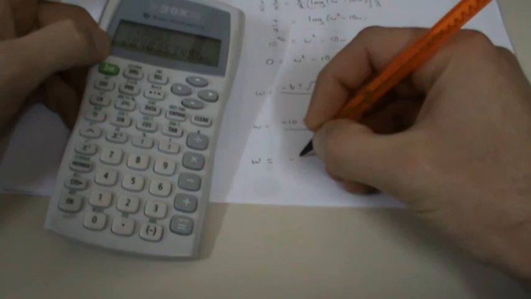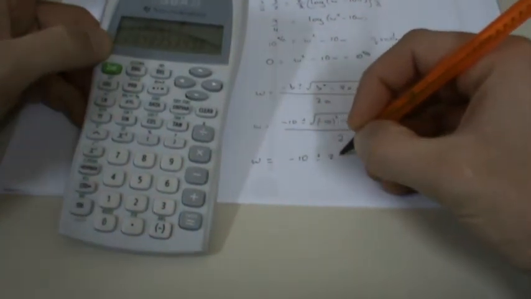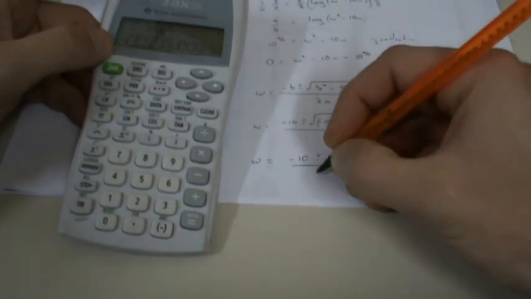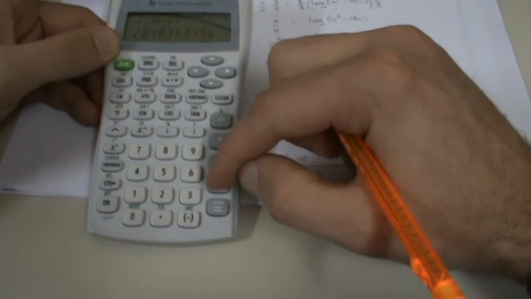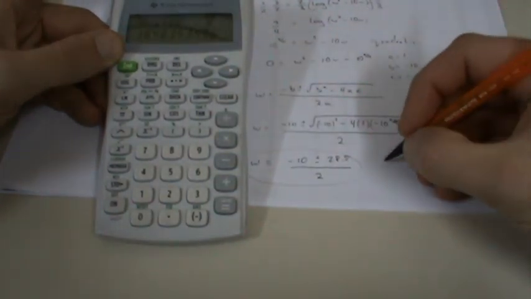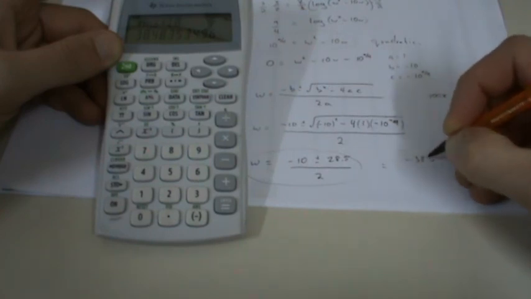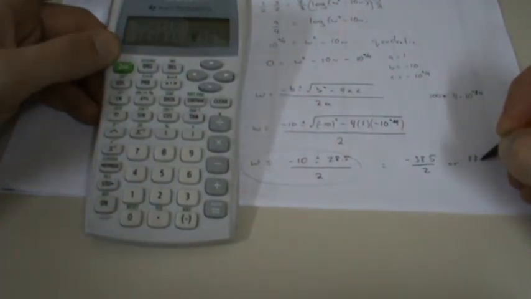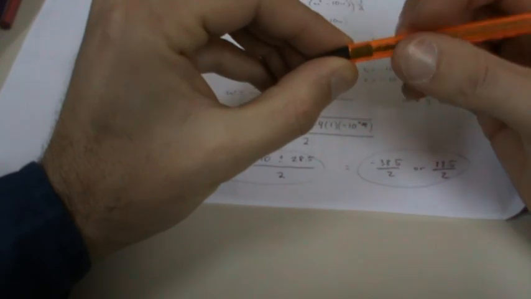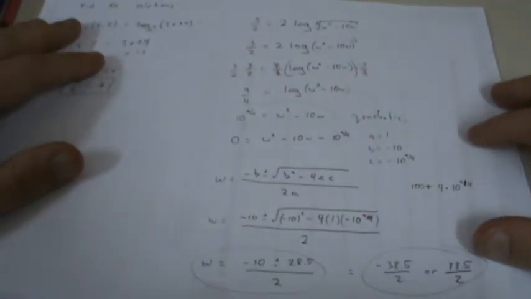So w is equal to negative 10 plus or minus 28.5, all over 2. You can then simplify this down here. This would be negative 10 minus 28.5, so it would be negative 38.5 halves, or 18.5 halves. Okay, and so that's a couple of the logarithmic equations for this chapter.